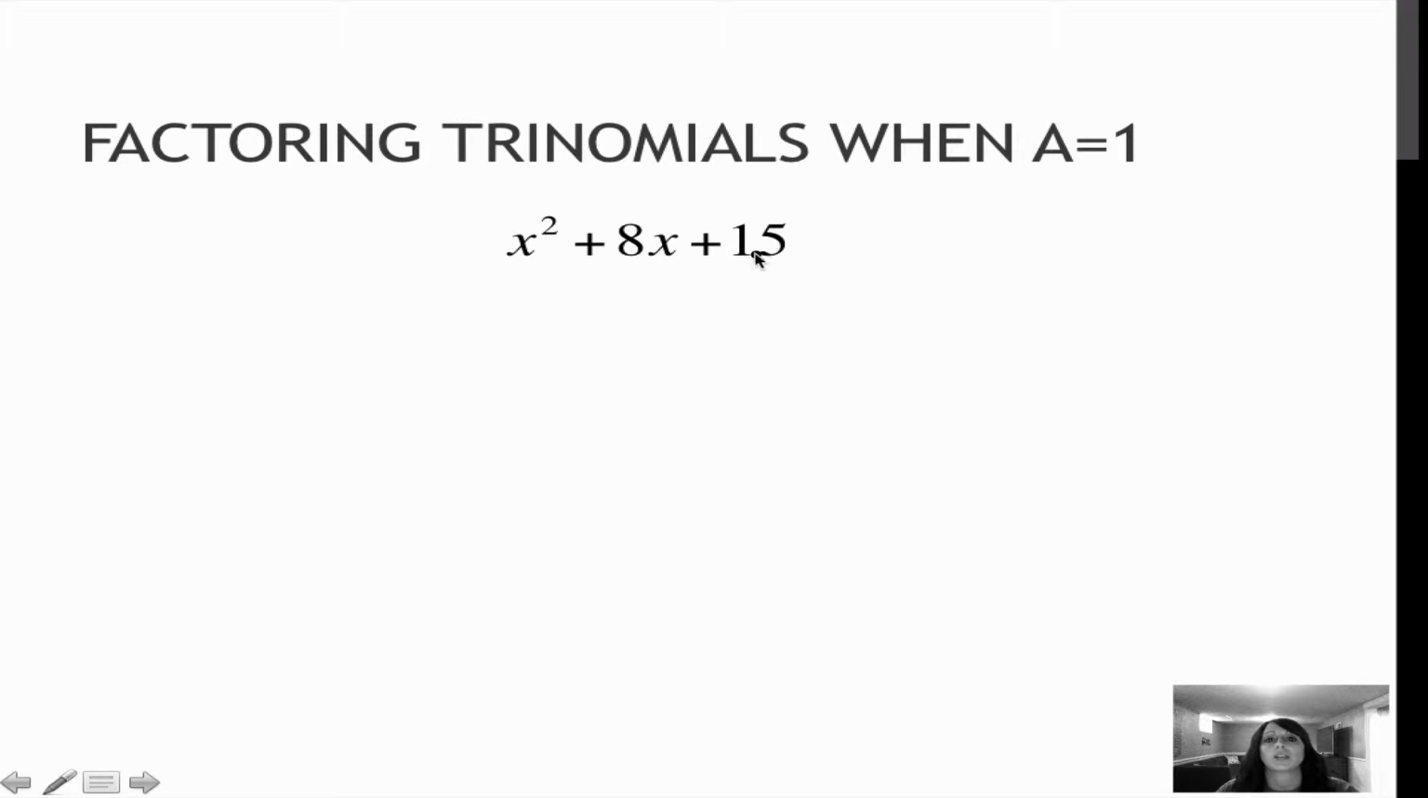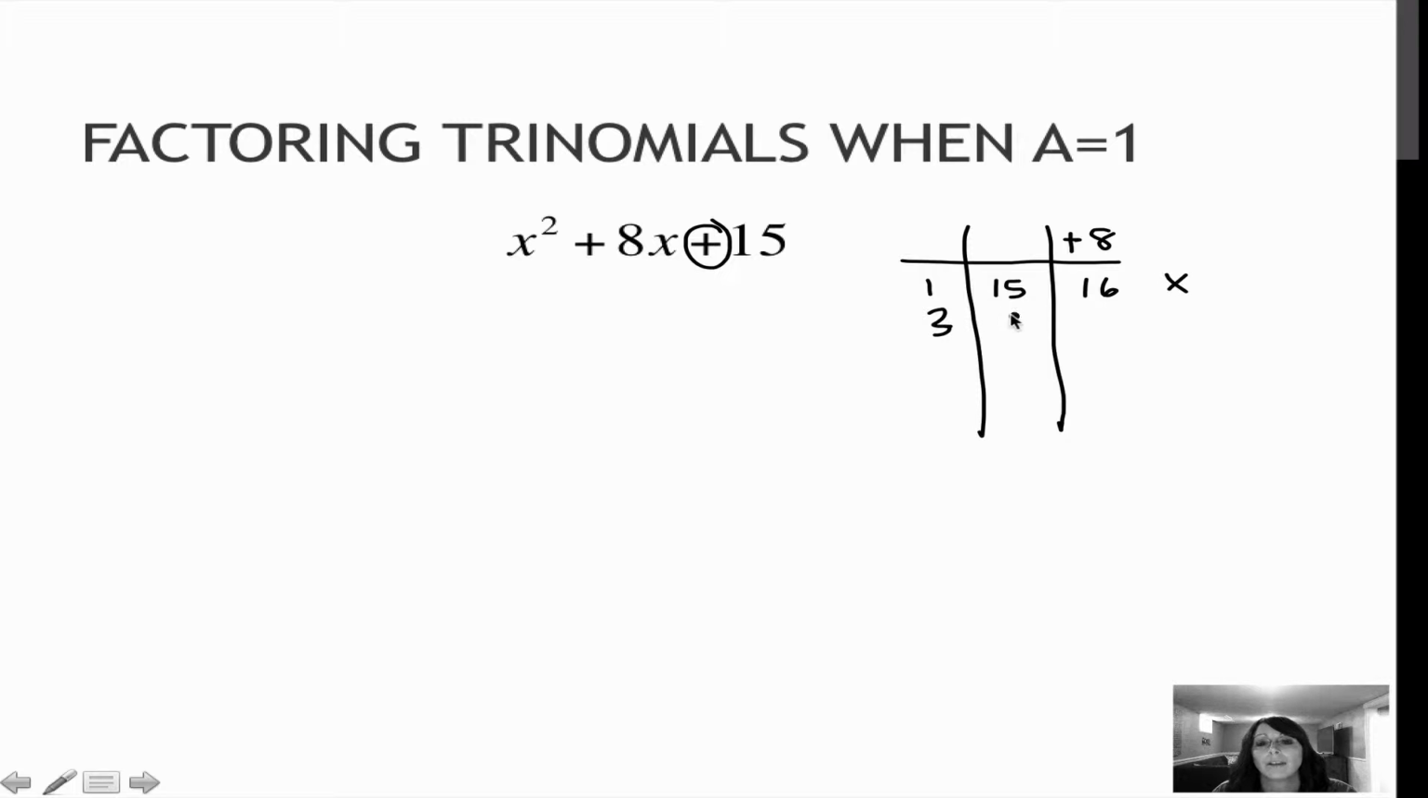So for instance, on this question, I start at the 15. I say numbers that multiply to 15, and some people find it easier to make a table. In my table, I'm looking for numbers that multiply to 15 that add to 8. Factors of 15 would be 1 and 15. Those add to 16, so that does not work. Then I've got 3 and 5, which multiply to 15, and those add to 8, so those do work. Because they add to positive 8, I know they're both going to be positive. So positive 3 and positive 5 add to positive 8.